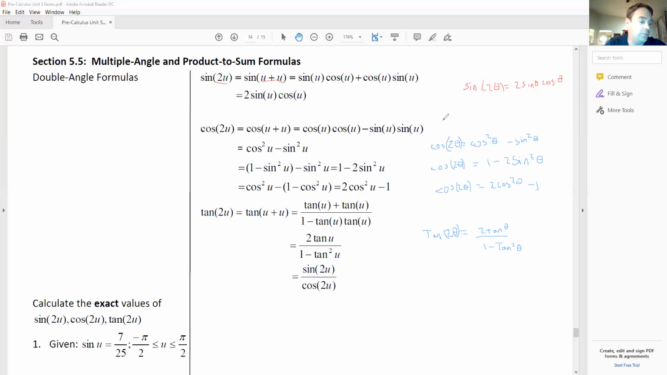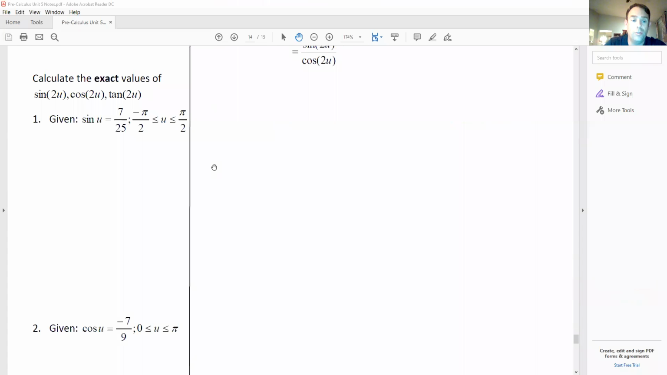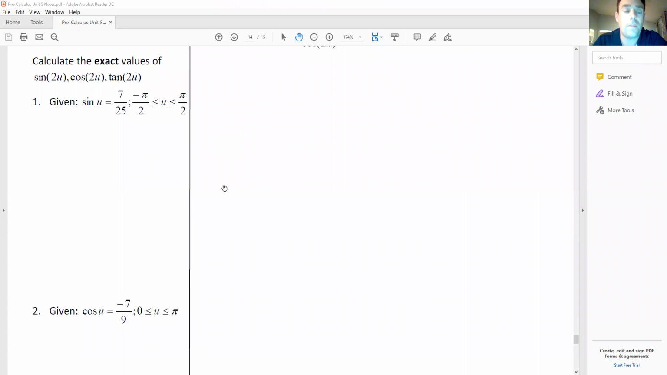So we're just going to kind of just get familiar with these today. We're not going to do a lot with them. We're just going to kind of get familiar with some of these and see how we could possibly use these in some way, shape, or form. So let's take a look at this first one. It says, first of all, we have an angle. We know we're going to be somewhere between negative pi over 2 and positive pi over 2.